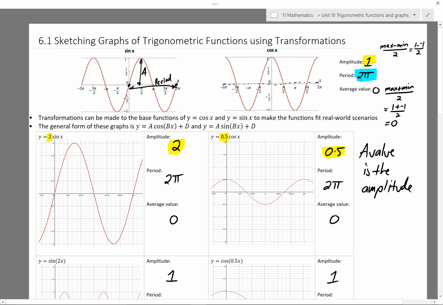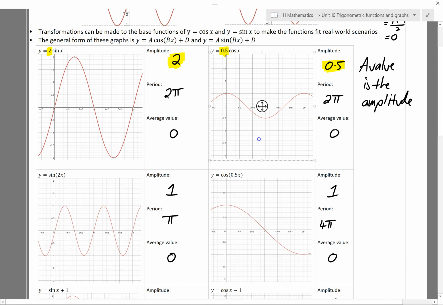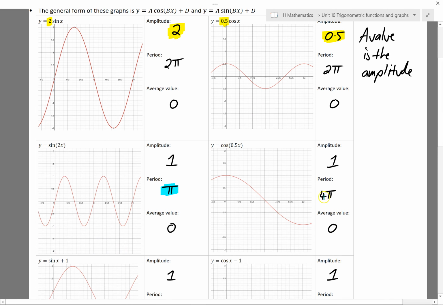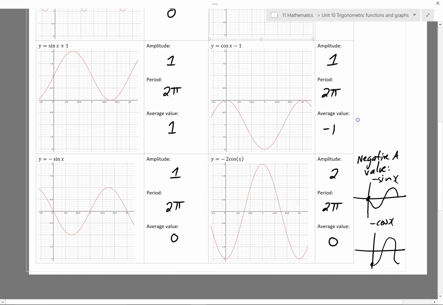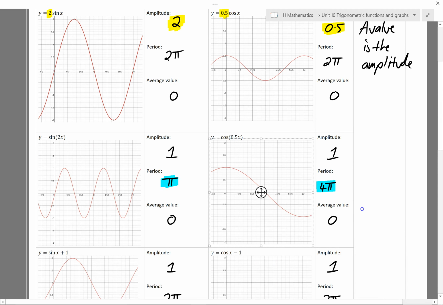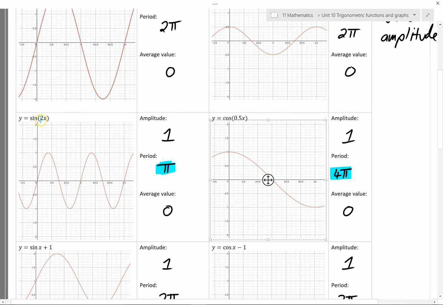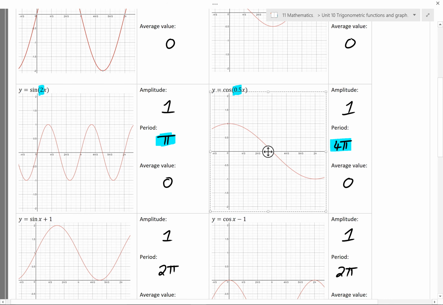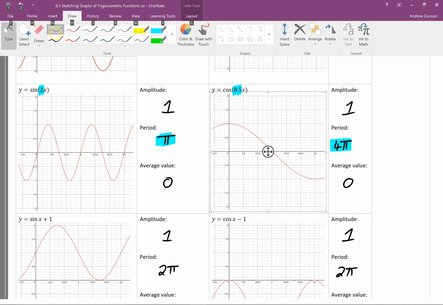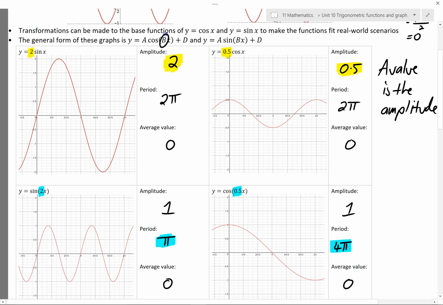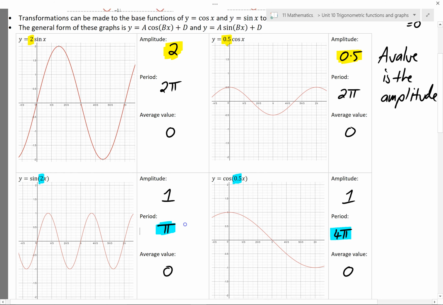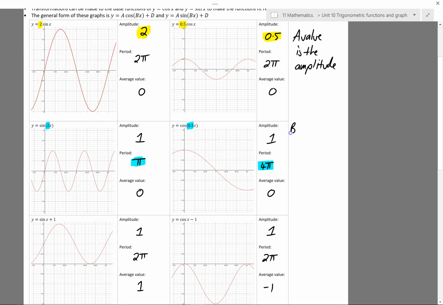Now focusing on what makes this period change from 2 pi to something else. Well, these first two, the period is 2 pi, that's fine. These next two, the period is pi or 4 pi, and in all the other ones, our period is 2 pi. So when I look at these two equations, I see that there's a 2 here, and that there's a 0.5 here. So by having a b value, so when I talk about b value, I'm talking about this number that's multiplied by the x in both of these equations. The b value has changed the period. So I can write that. B value changes period.